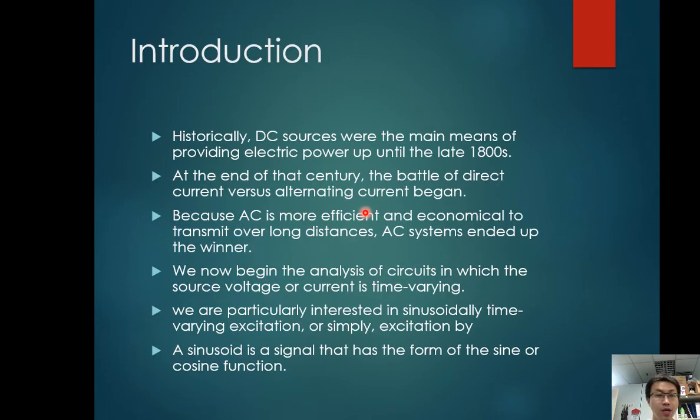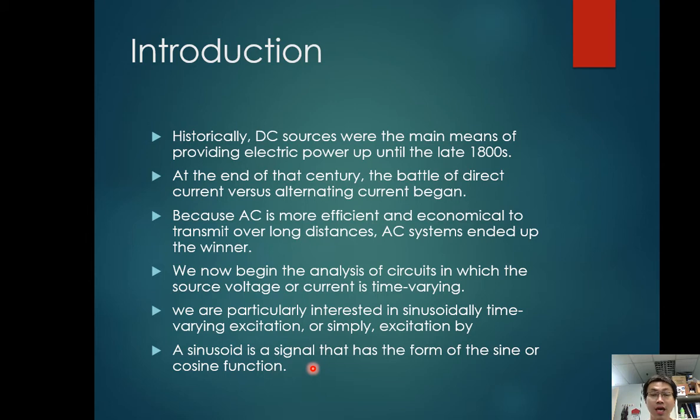Historically, DC sources were the main means of providing electrical power until the late 1800s. At the end of this century, the battle of direct current versus alternating current began. Because AC is more efficient and economical to transmit over long distances, the AC system ended up the winner. We now begin the analysis of circuits in which the source voltage or current is time varying. We are particularly interested in a sinusoidally time varying excitation, or simply excited by a sinusoid.